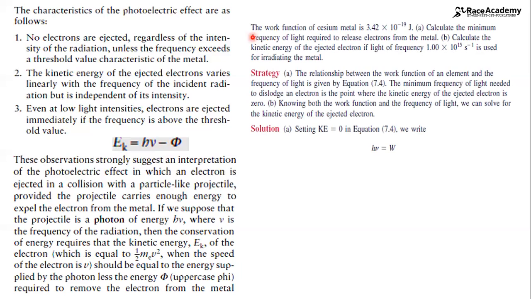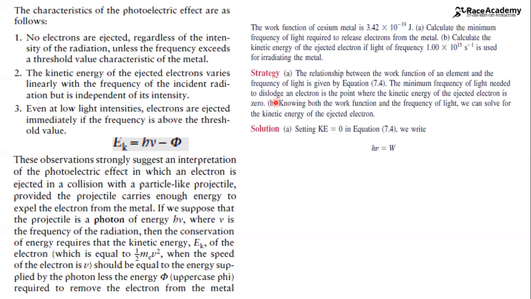See the problem: the work function of cesium metal is given as 3.42 × 10^-19 joules. It asks us to calculate the minimum frequency of light required to release the electron from the metal. That is the first question. The other question is to calculate the kinetic energy of the ejected electron if light of frequency 10^15 second inverse is used for irradiating the metal.